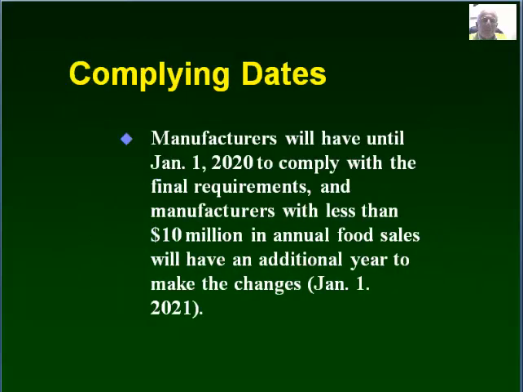The complying date: remember I said it was passed in 2018, manufacturers would have until 2020 to comply with the final requirements. And manufacturers that have less than $10 million in annual food sales get an extra year to implement the changes. You're going to see that many other manufacturers have already done this. It really wasn't that difficult for them to comply. They just needed time to use up old packaging material that they had in stock, so they didn't have an economic loss of throwing out or destroying that packaging material.